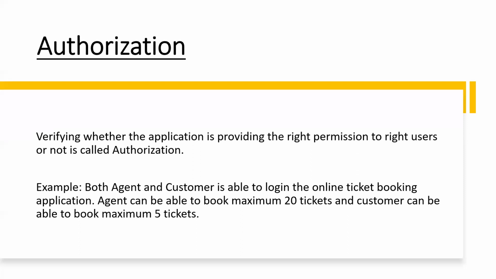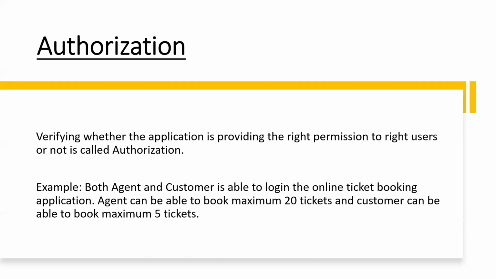Similarly, we have the customer user ID and password, but we have the same application. But guys, if you are logging in from the customer account, you can book only 5 different tickets in one day. But from the agent account, you can book 20 tickets. So we need to check that if I'm logging in from the customer account, I can book up to 5, not more than 5. But at the same time, from the agent account, I can book up to 20 tickets. So this is nothing but authorization.